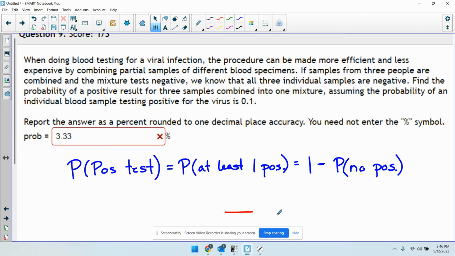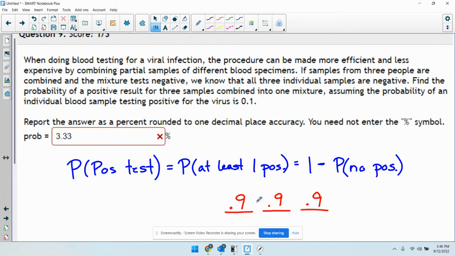Well, that means each sample has to come back negative. So what's the probability that the first one's negative? Well, that's going to be 0.9. Since the probability that it's positive is 0.1, the probability that it's negative is 0.9. Probability that this one is negative is 0.9. Probability that this one's negative is 0.9.